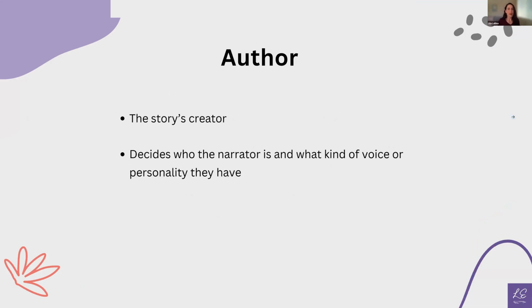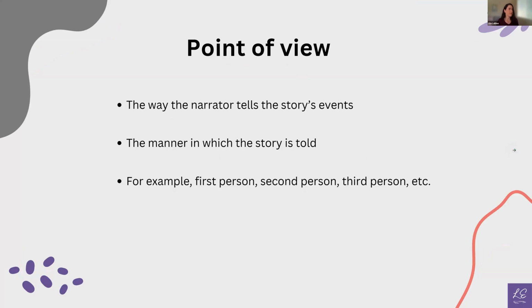So, who is the author? The author is the person who creates the story, and they decide who the narrator is and what kind of voice and personality the narrator has. And point of view is just the way the narrator tells the story's events. It's the manner in which the story is told. And an example is first person, second person, third person, etc.